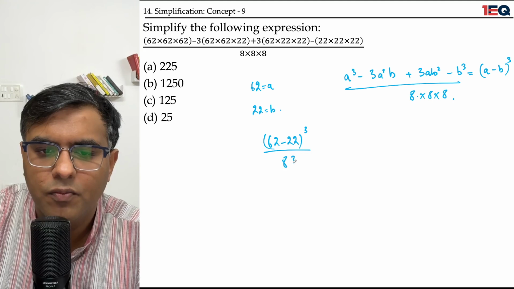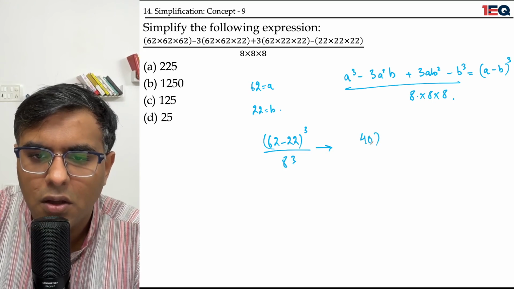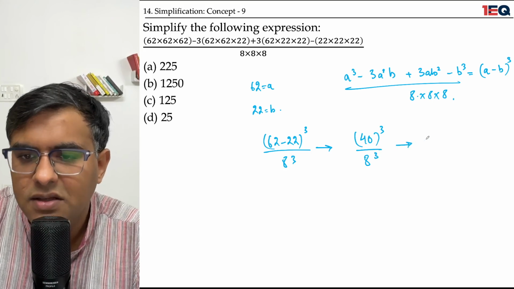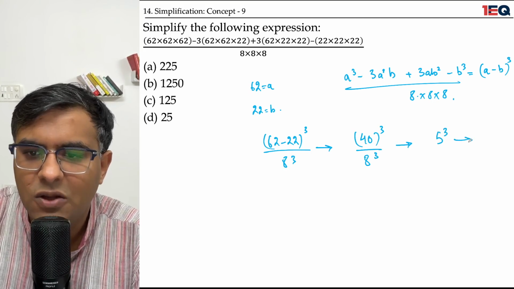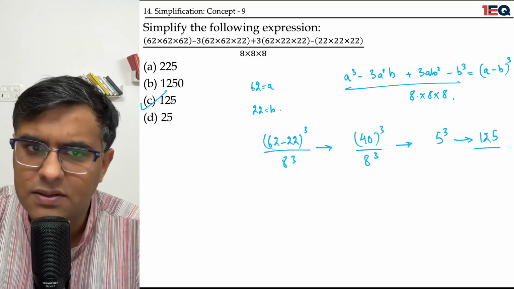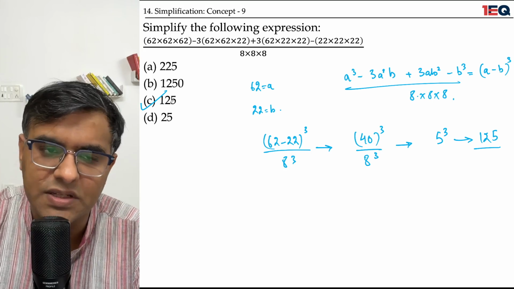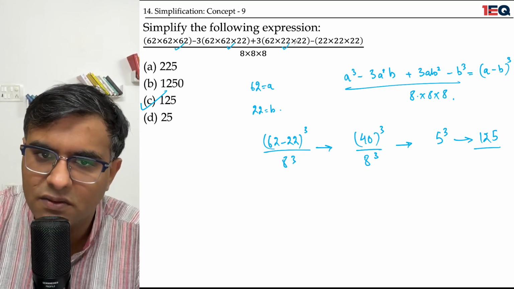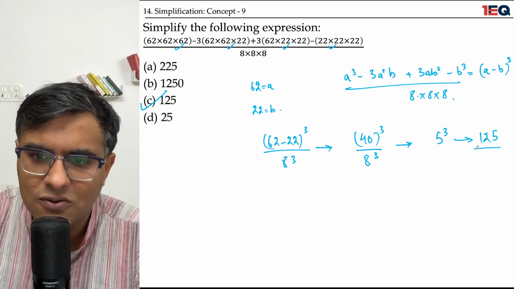divided by 8 cube, this would come out as 40 cube divided by 8 cube, and this would come out as 8 fives are 40, so 5 cube would be the answer, and the value of 5 cube is nothing but 125. So this is my final answer. Okay, so this is how algebra helps you out in tough situations, where if you would sit down and solve it, it'll take you an entire examination to solve this question. But we already have the algebraic identities with us, so it gets solved in seconds.